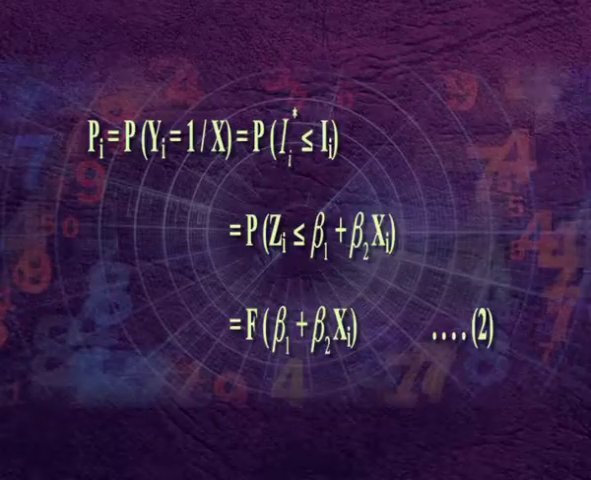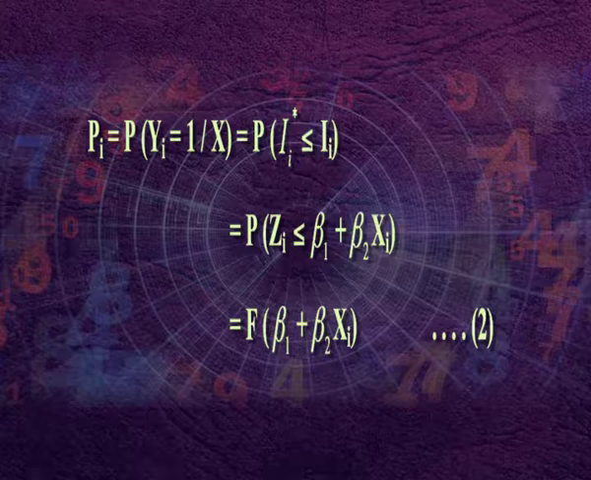We assume that there is a threshold level of the index denoted by Ii star, such that if Ii is greater than Ii star, the family will own a house, otherwise it will not. Ii as well as Ii star are not directly observable, but with the help of the normality assumption, we can deal with the problem. Under the normality assumption, Pi equal to probability of yi equal to 1 given x, equal to probability of Ii star less than or equal to Ii, which is equal to probability of Zi less than or equal to beta 1 plus beta 2 xi, which is equal to F of beta 1 plus beta 2 xi. We denote it as equation number 2.